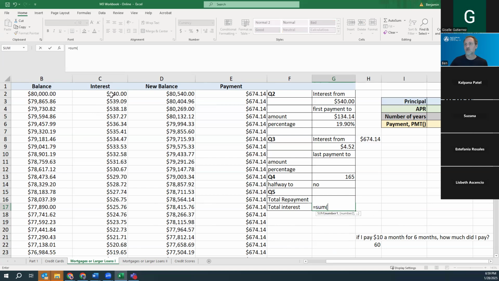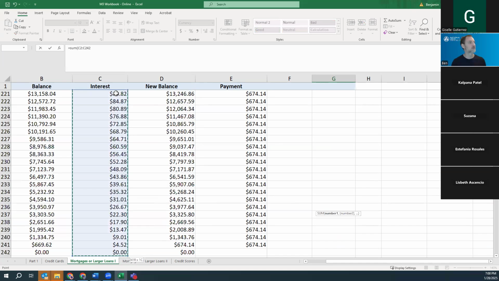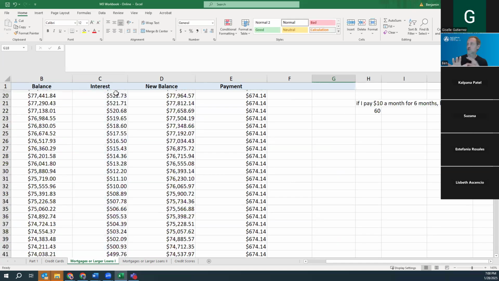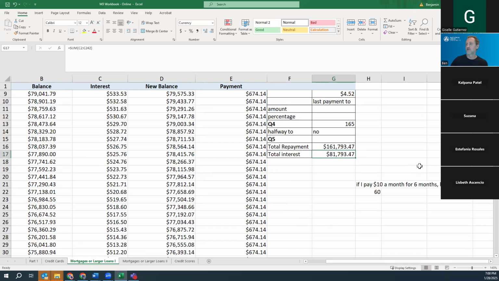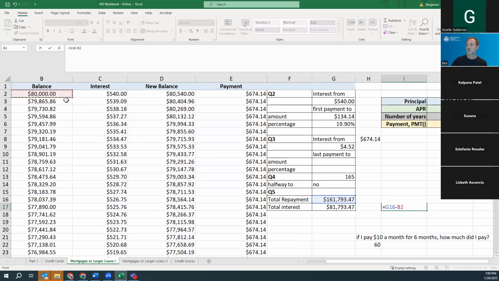And a very cool trick here for the total interest is to click on the first cell you need, and then if I do Control Shift Down, it'll go all the way to the end. Then I can press enter, and I've got my sum of my interest. That's option one. Notice that if I just do the repayment minus the principal, that would get me to the same place. So there's always more than one way to solve a problem. It's not important that you do it one way or the other. It's important that it makes sense to you what you're doing.